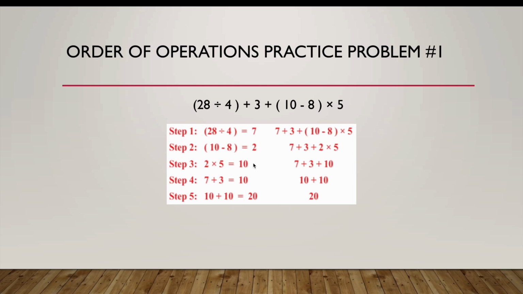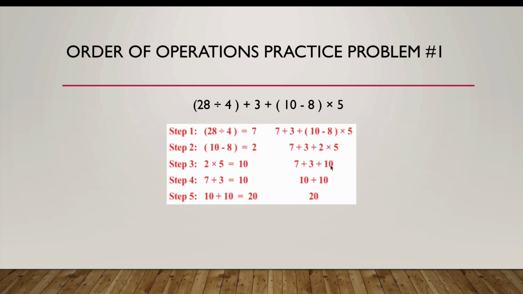If you did this correctly, you would have started by dividing 28 by 4, as it is in parentheses, and would replace it with a 7. Then you'd move on to the next set of parentheses with 10 minus 8, which equals 2. You would go on to 2 times 5 for multiplication, which would give you a 10.